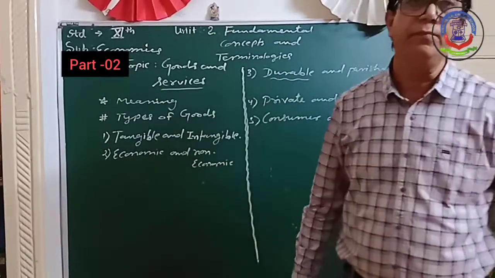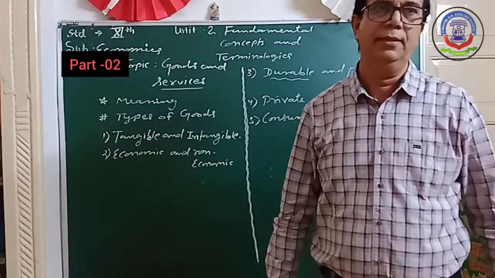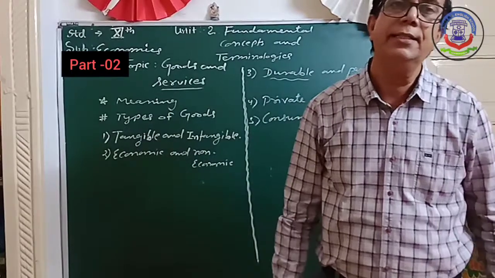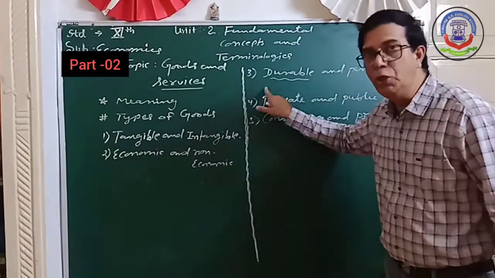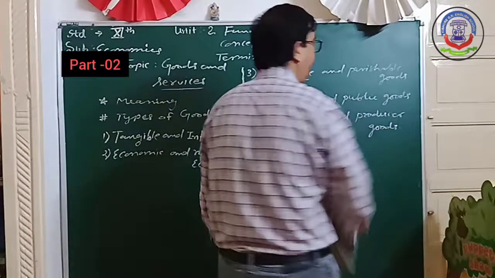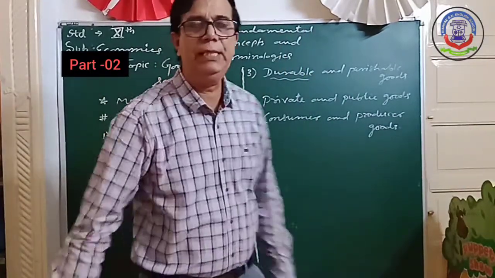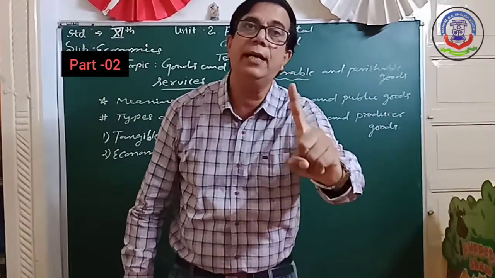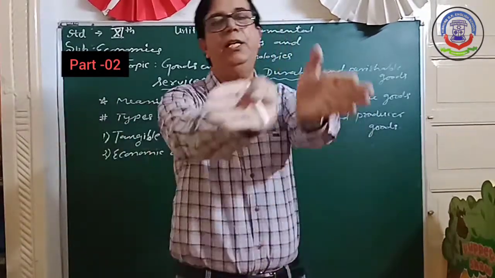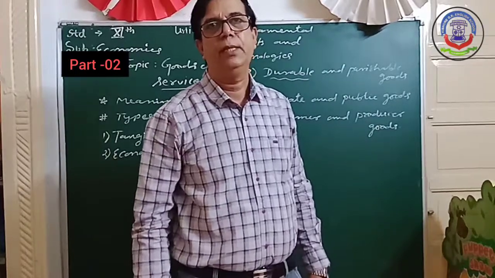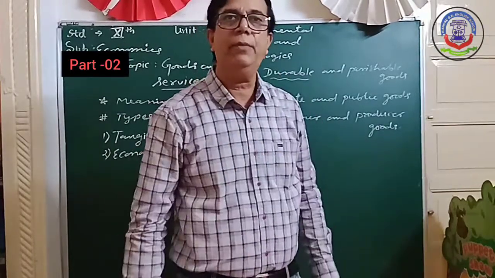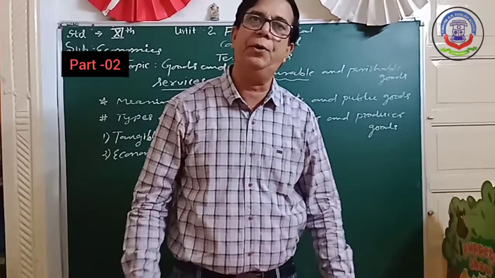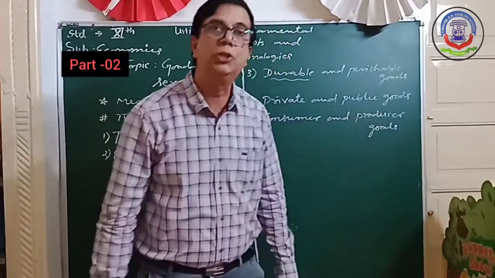In the same way, AC, LED, sofa, fridge, these are all known as durable goods. After that, perishable. Perishable goods means the goods which we use for a single time or a very short period of time. Those goods are known as perishable goods.